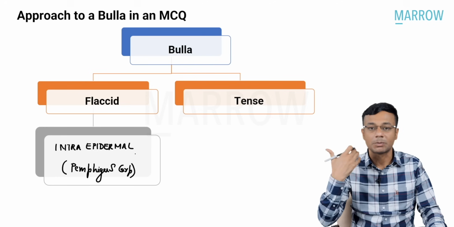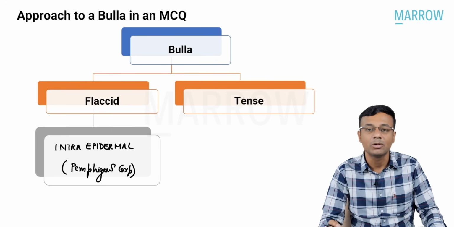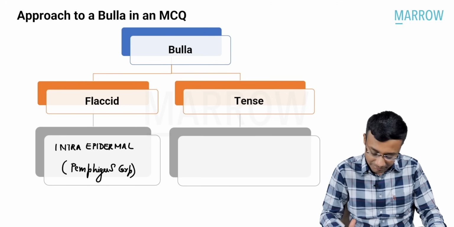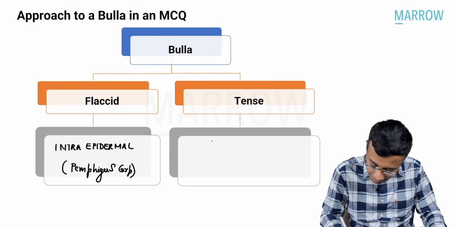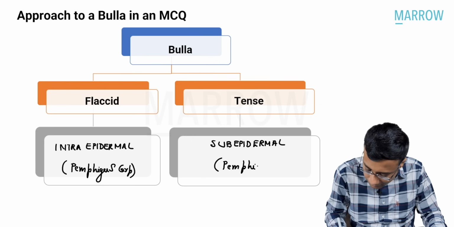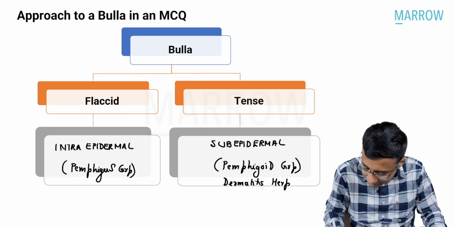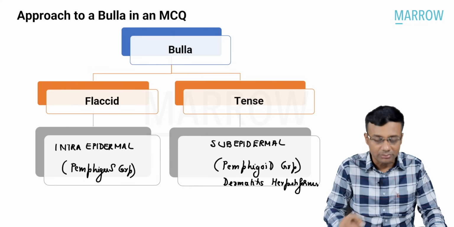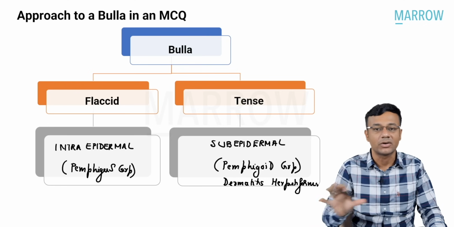Generally, pemphigus is a superficial condition, whereas if a tense bulla is given in the exam, that means the blister formation is subepidermal. We call it the pemphigoid group. The pemphigoid group and dermatitis herpetiformis are going to have tense blisters. So this is how we distinguish based on flaccid or tense.